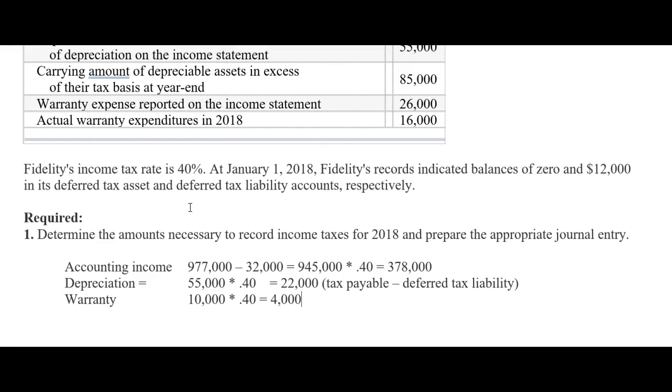Now, think about it this way. That creates what we call a future deductible amount, because we have 16 is all we're deducting now. Eventually we'll get to deduct the additional 10 as those warranty expenses come in. So eventually it's going to save us money on future taxes. That creates what we call a deferred tax asset. So we're basically going to add to our deferred tax asset.